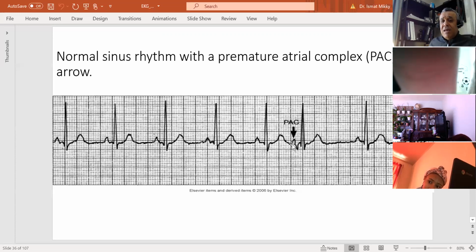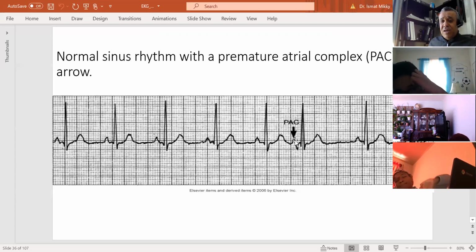Which means that one of the cells in the myocardium in the atria was excited to fire the impulse, or was triggered to fire the impulse. Irritation could have caused what is called the ectopic foci in the atria to fire the impulse. So the ectopic foci in the atria fired this impulse, which is presented as a PAC.